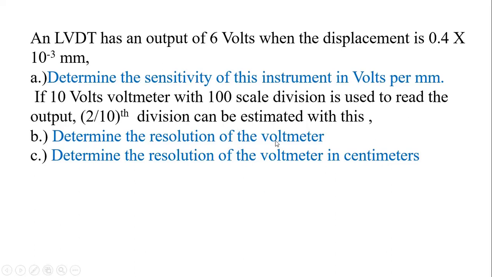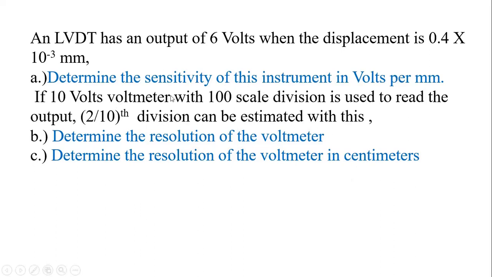Now first of all, we know what LVDT is. LVDT is the long form of linear variable differential transformer. Here there is one linear scale that is moving, and based on the movement of the linear scale, the voltage changes. This LVDT is connected to the voltmeter and we have to find out the resolution of that voltmeter. First of all, we will find out the sensitivity of the instrument.